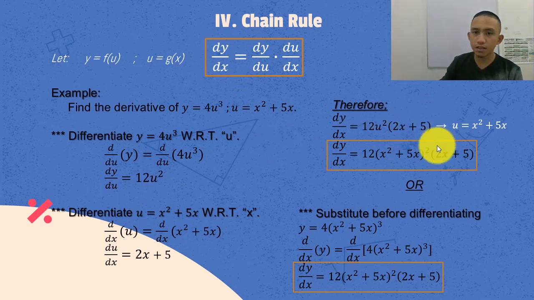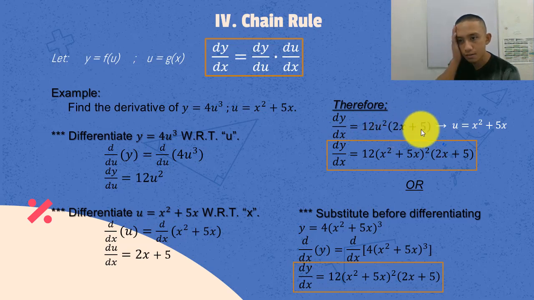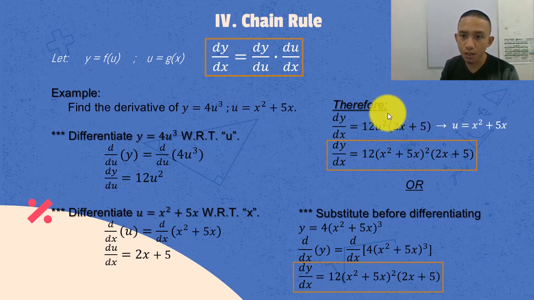But look at our derivative. Our derivative is y with respect to x. So your variables should be only y and x. So you need to eliminate the third variable u. How will I change that?